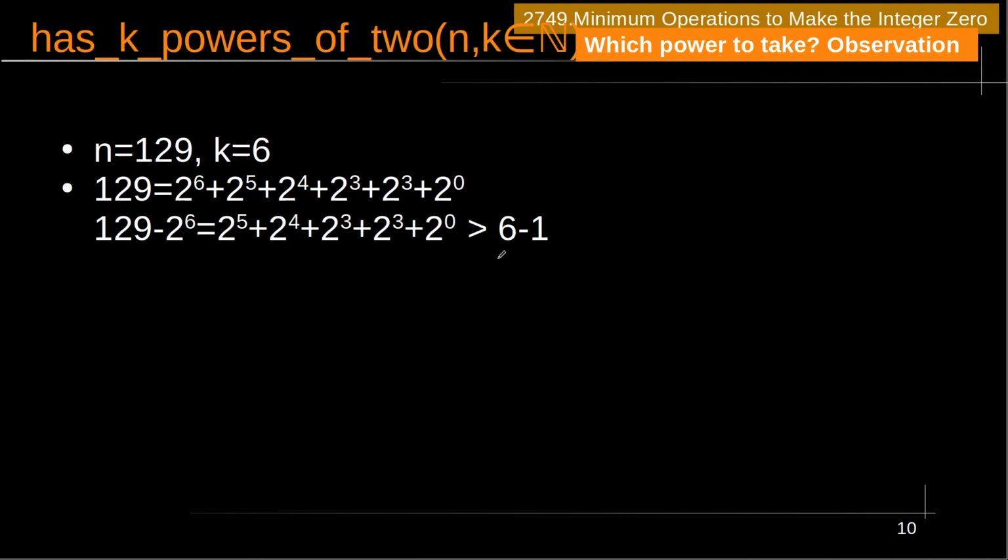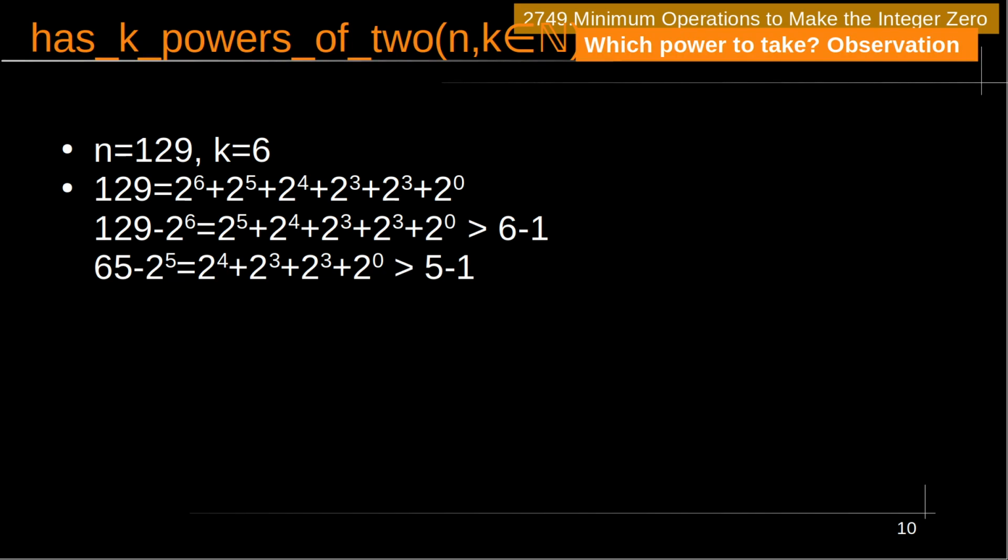So, if I subtract 2 power 6 from 129, it will leave me with the sum which is equal to 2 power 5 plus 2 power 4 plus 2 power 3 plus 2 power 3 plus 2 power 0, which is greater than or equal to 6 minus 1. 6 is k, the number of powers I want to make the sum with. Let's continue. If 2 power 6 is a part, I can reduce it from n.